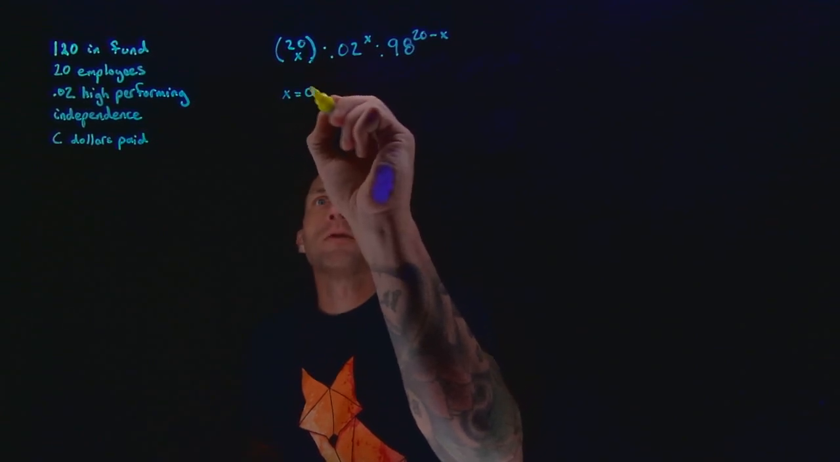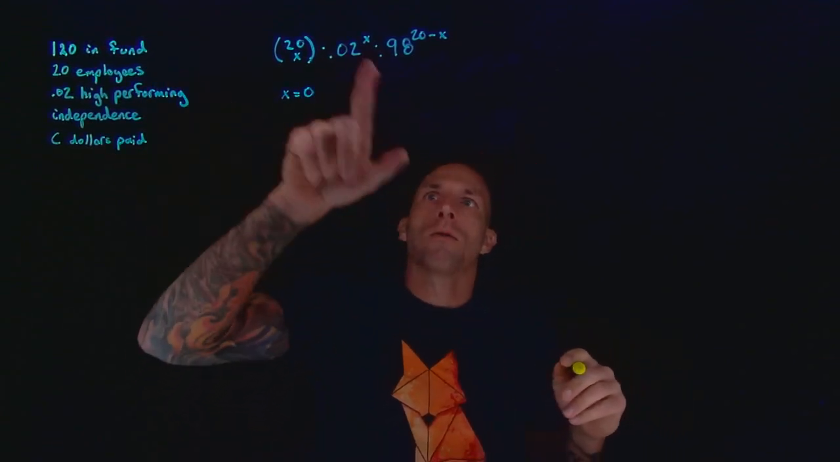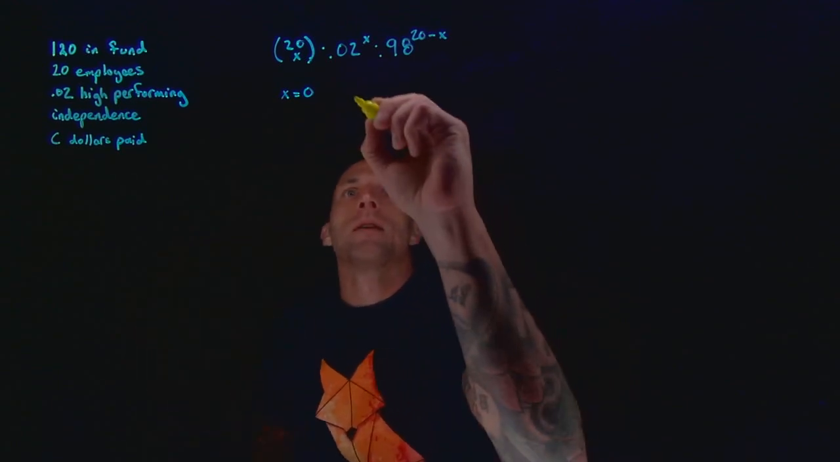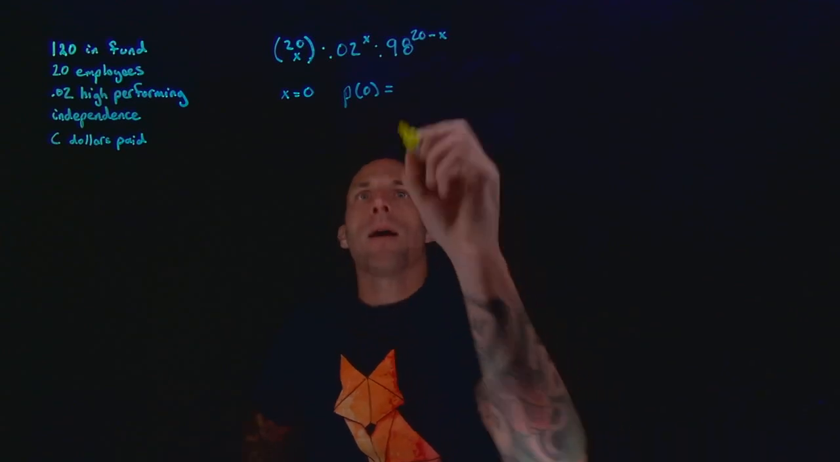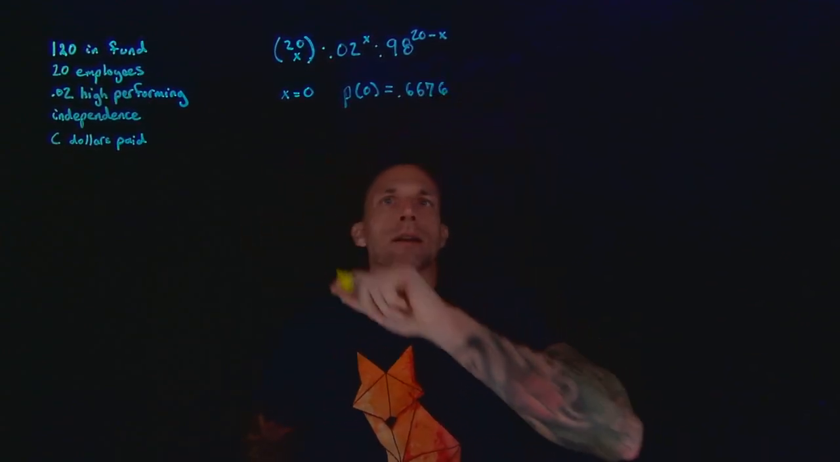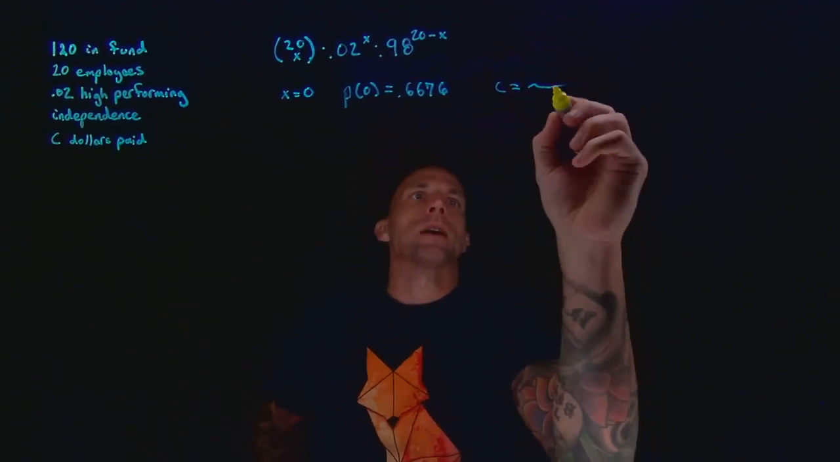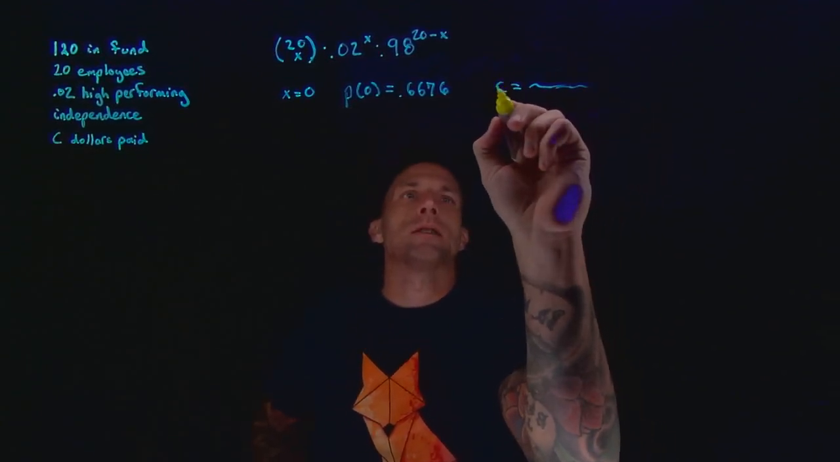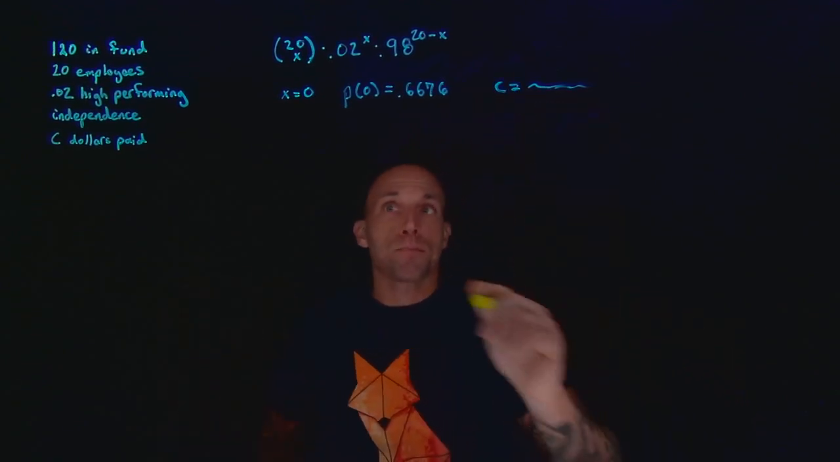So supposing x is equal to 0, that is 0 employees reach the high performing standard, then the probability of that outcome is about 2/3. So 2/3 of the time, nobody gets the bonus. And this corresponds to a value of C that's kind of meaningless. If nobody gets the bonus, then we can set C to whatever we want, but it just doesn't matter.